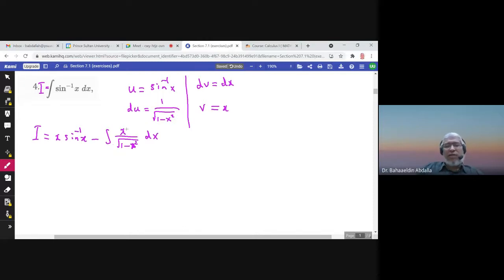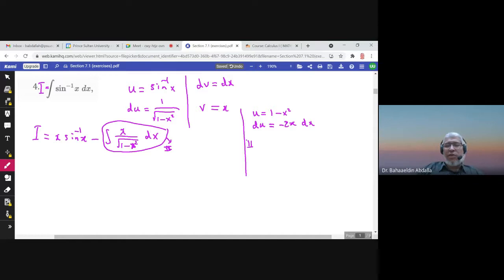Now, how do we find this integral? If I call this integral double I, let me evaluate this integral here. I'll solve it by substitution, taking u equals 1 minus x squared, because the derivative of 1 minus x squared is already there: negative 2x, that's the derivative, dx.